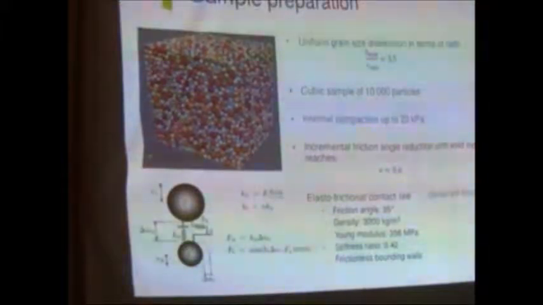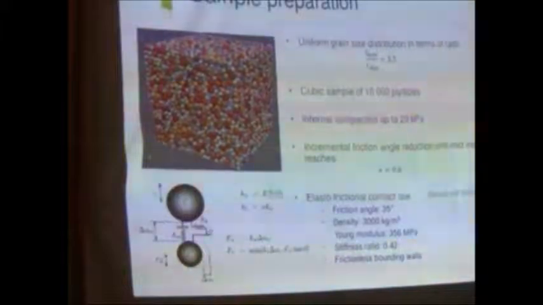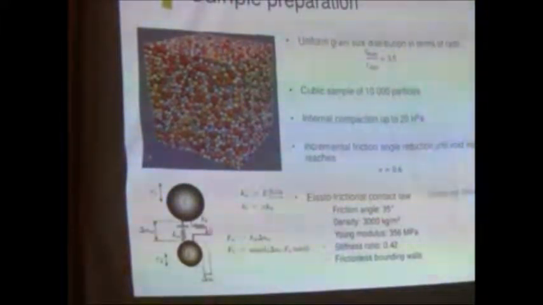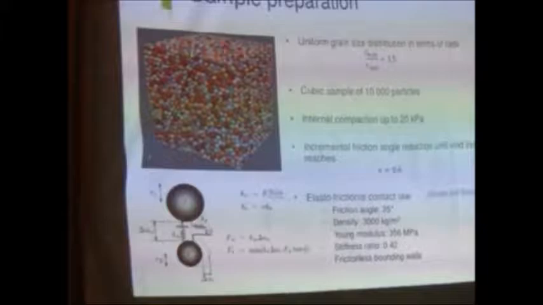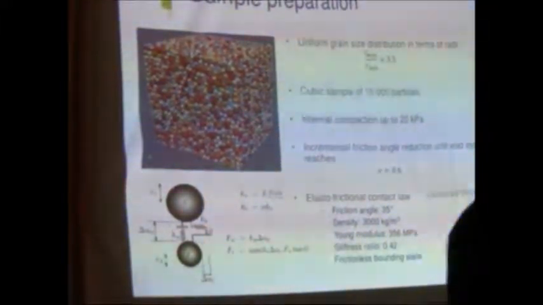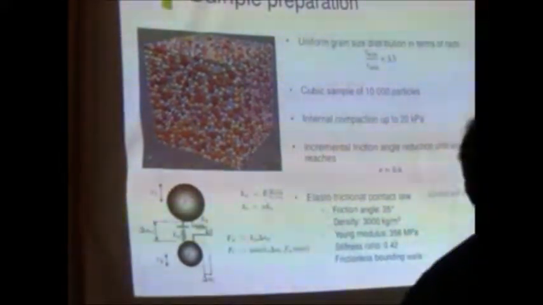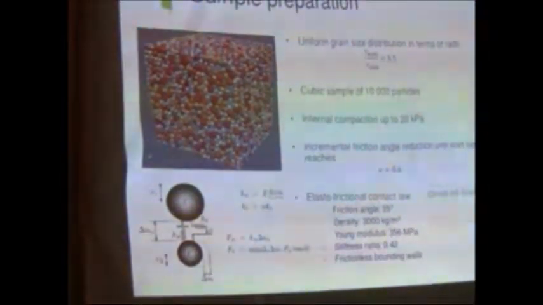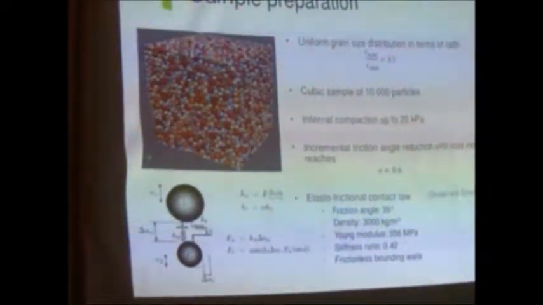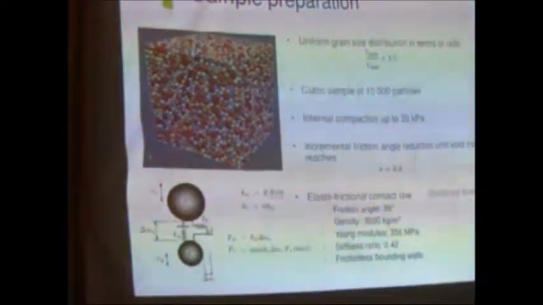The sample I will use throughout this presentation is a very simple model for granular materials. I use spherical particles with simple elastofrictional contact laws, as illustrated on the bottom. So you have two stiffnesses, normal and shear elastic stiffness between two grains, and a Mohr-Coulomb type friction limit.